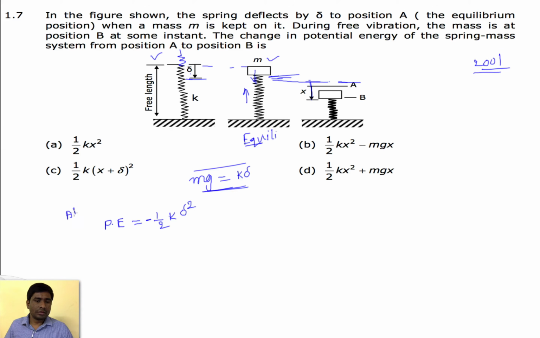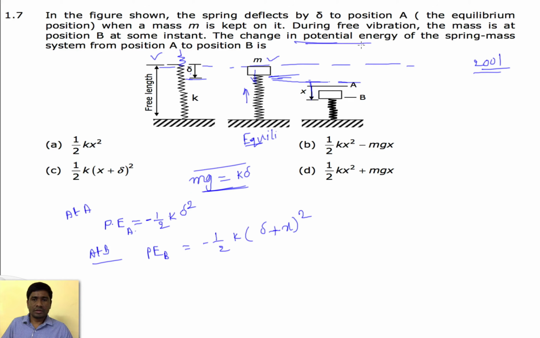This is at A, so P at A, and for this spring which is at the equilibrium, we have given a displacement x so that it reached the position B. So at B, the potential energy equals minus half into k into the total displacement from the free length. This is the datum, where the free length of the spring exists, so that is delta plus x whole square. And we need to find out the change in potential energy. That's what they asked in the question.